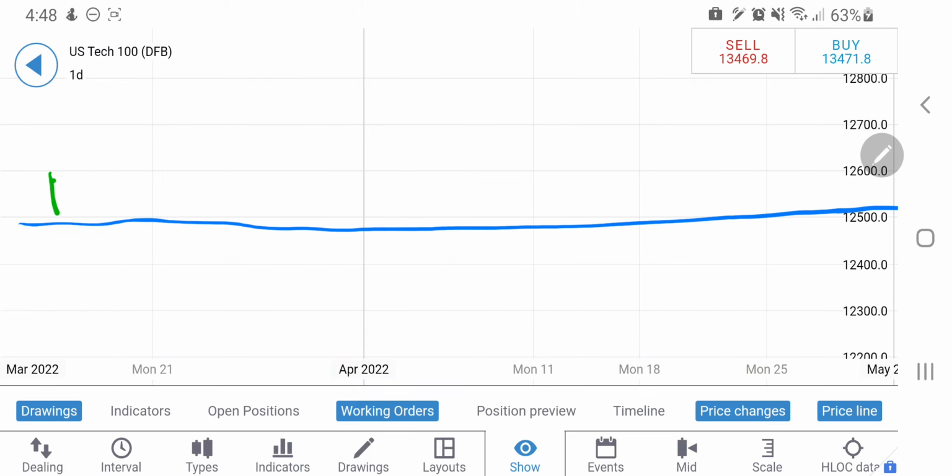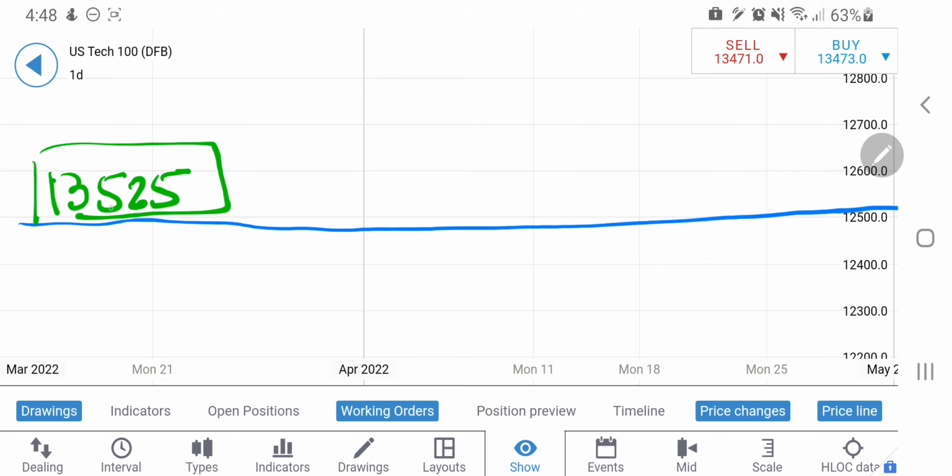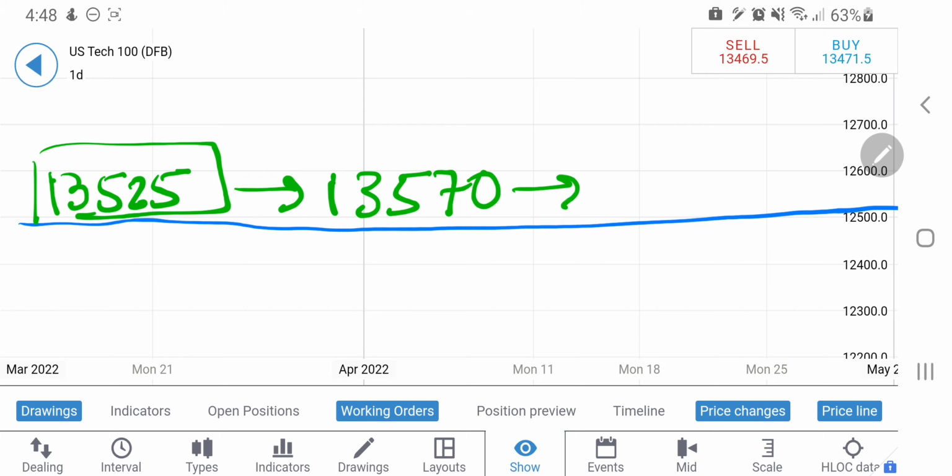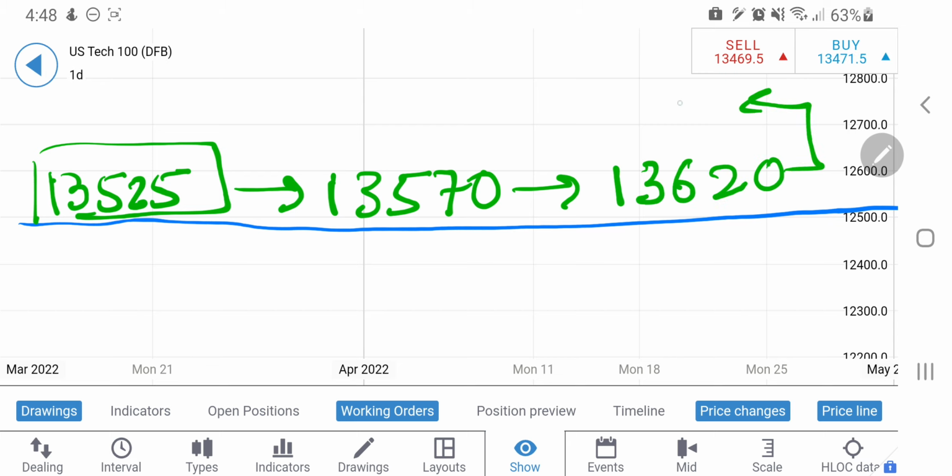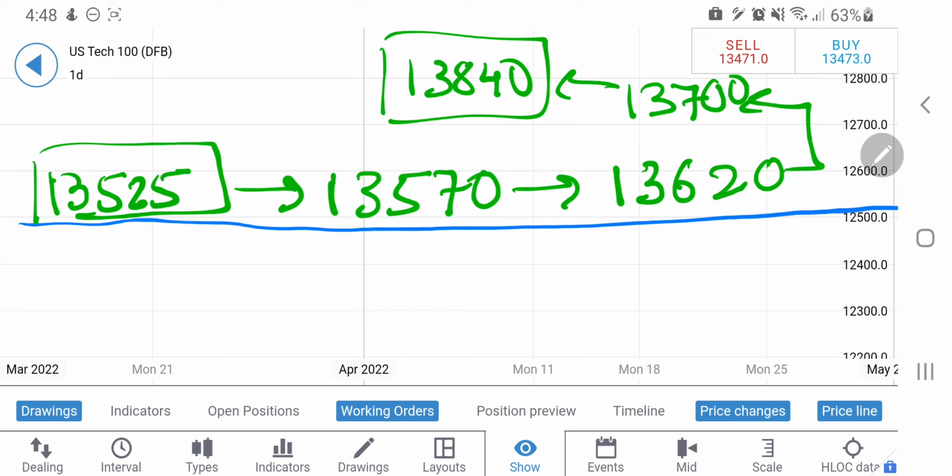So I'll recommend you to take a long entry at 13,525. If you see it trading beyond 13,525, the next target is 13,570, and if it breaks this I will directly expect the first target at around 13,620 and then it will fly towards 13,700 and 13,840 levels. If not today, probably tomorrow it may try to achieve these levels. We have to be cautious here.